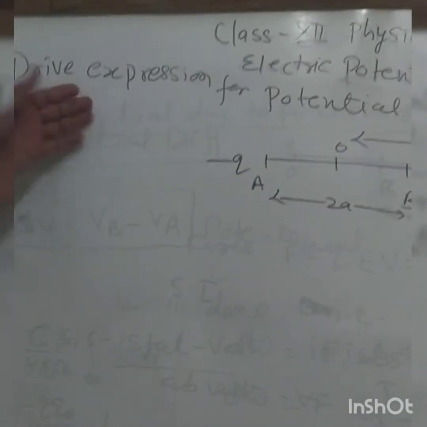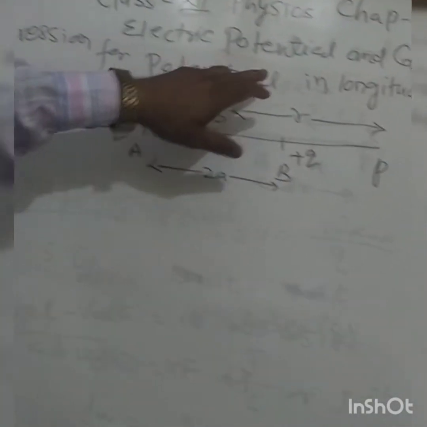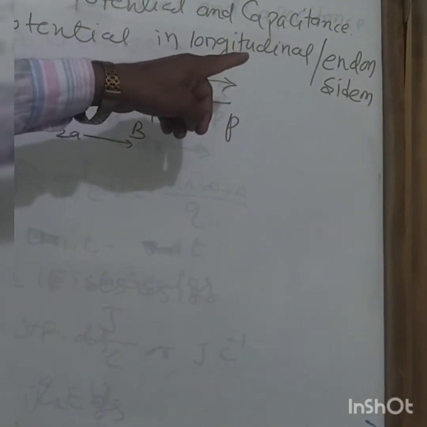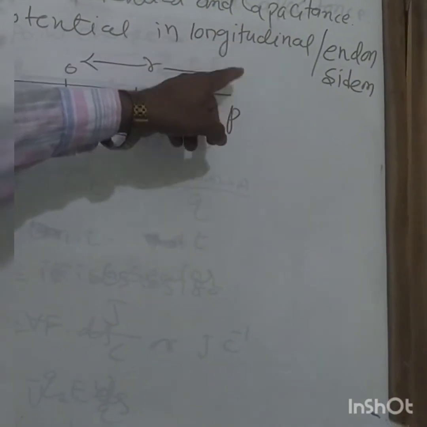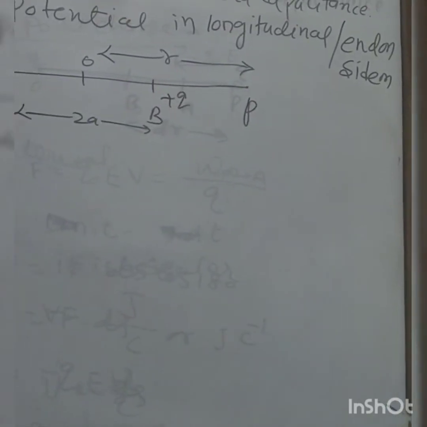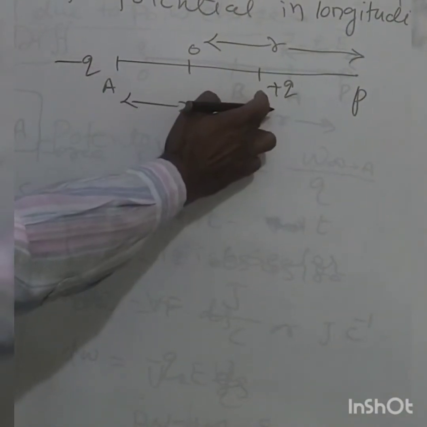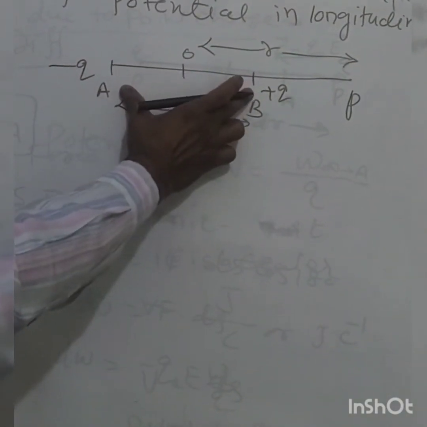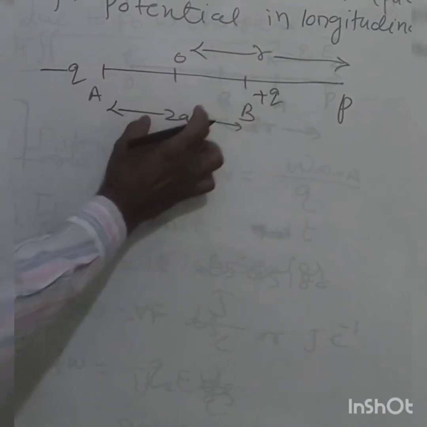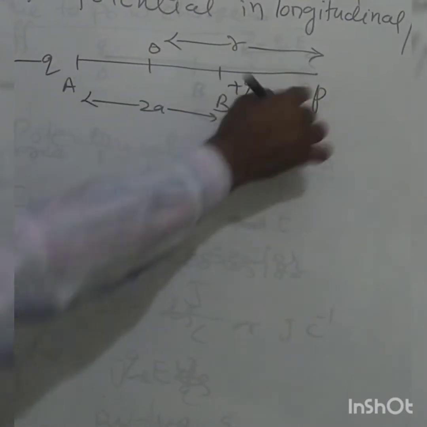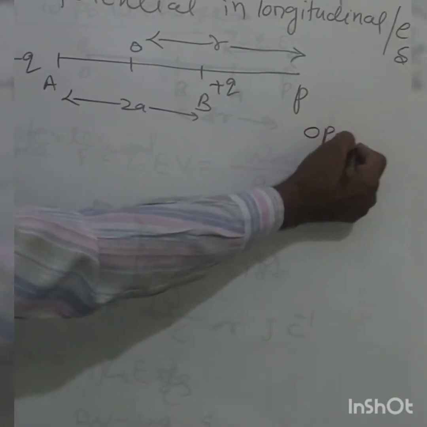Now the next question: we are going to derive the expression for the potential in the longitudinal position, also called the end-on position, or the side-on position. So see that we have a dipole AB consisting of two charges, minus Q and plus Q, and the distance between them is 2a, that is a plus a. From the point P, OP is equal to R. So at this distance we have to find the potential.